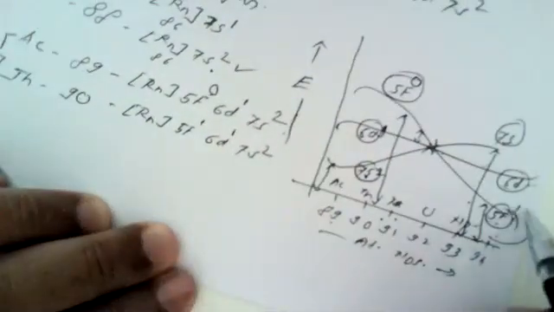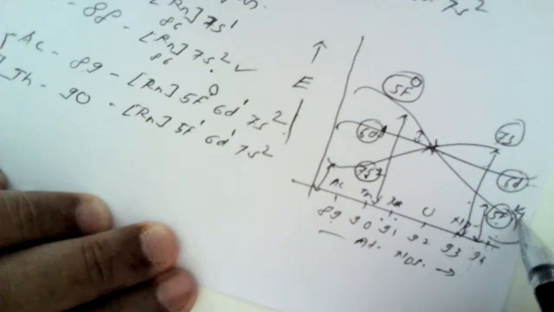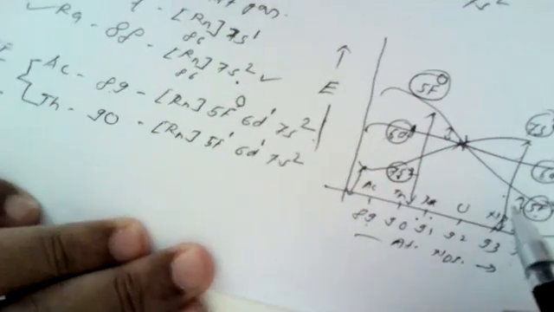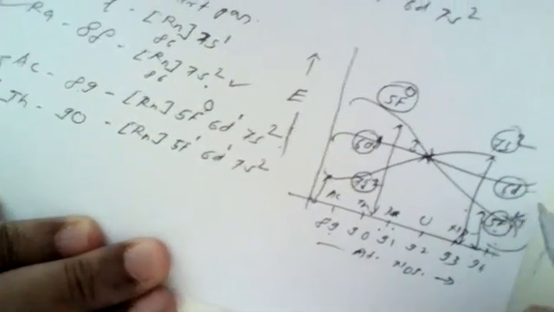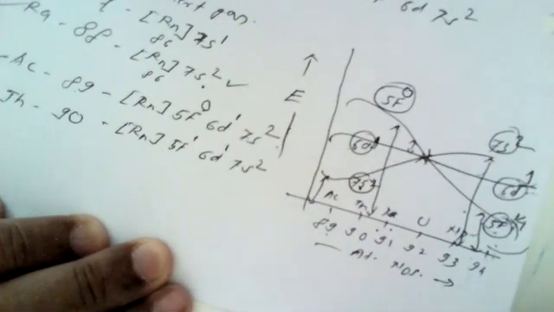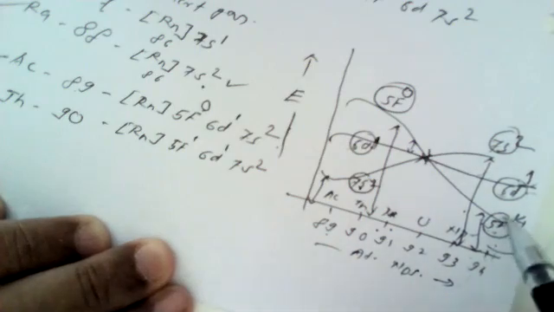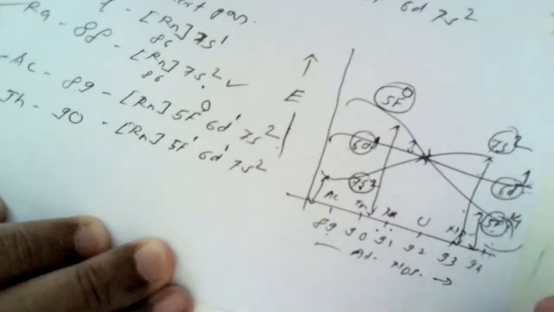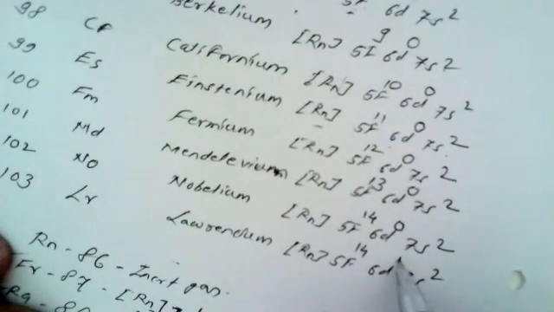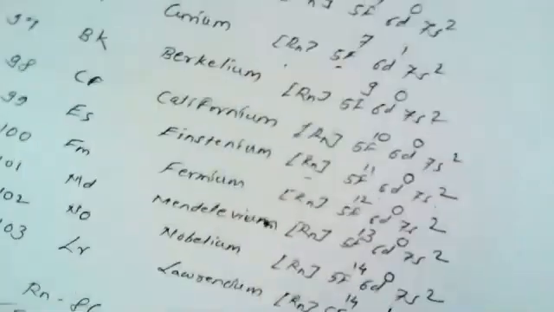Here at nobelium we have written 7s2, 5f14. Now after the 5f orbital is completely filled by electrons, the next electron at 103, the next choice for the incoming electron will be 6d. We have to write this as 6d1, because when the orbital is completely filled, the next incoming choice will be of 6d. So we can write the 103rd electron in 6d1.